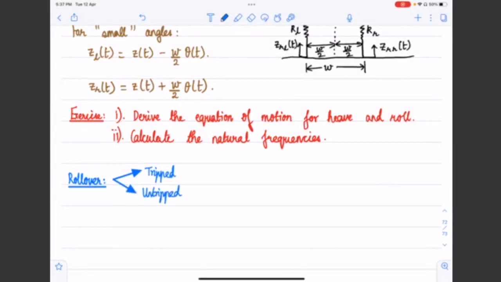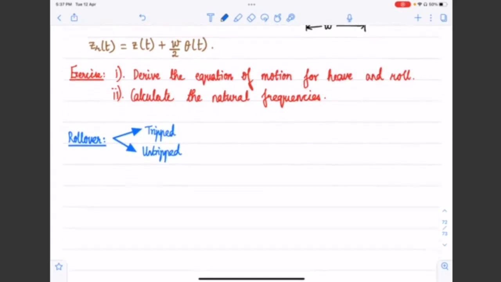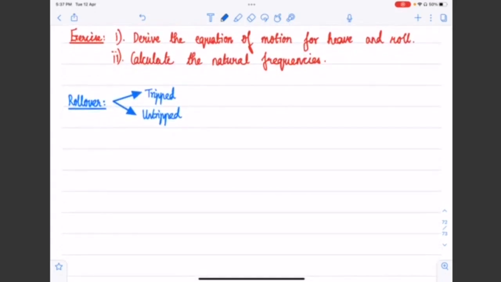Wherein our tires are not going to hit any deformity or projections of the road, but rather when I'm taking a turn, due to the high lateral forces and lateral accelerations, we are going to have significant lateral load transfers that result in one of the wheels losing contact with the ground. Okay, so that's what is called a trip rollover. Sorry, untripped rollover.